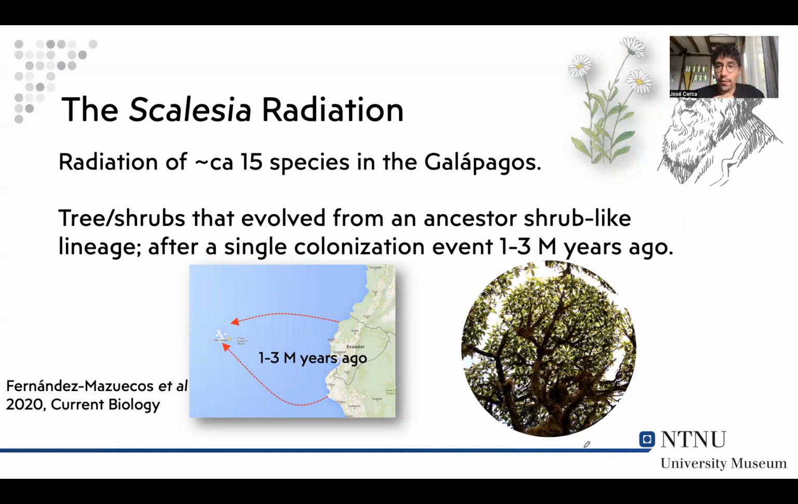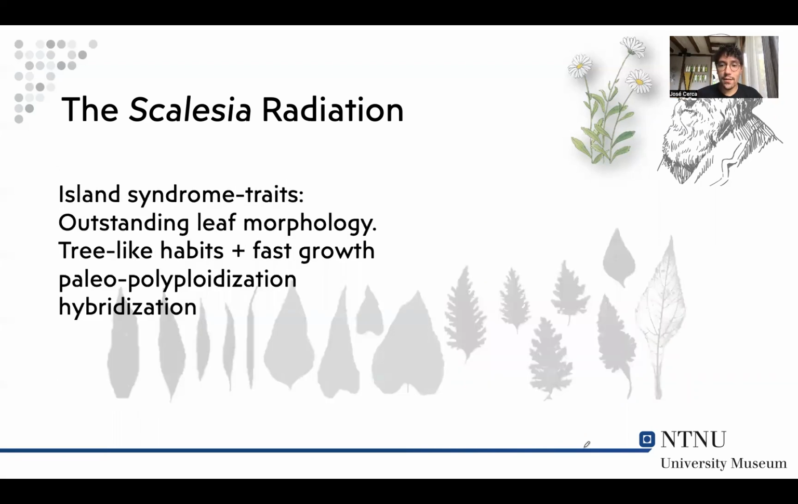What we know from the Scalesia radiation is mostly due to this wonderful paper by Mario Fernandez Mazuecos. We know that the colonization of the Galapagos by an ancestral lineage was about 1 to 3 million years ago. And we know that there are 15 species now in the Galapagos, possibly some more, that just occupy a lot of different ecological niches and have a lot of these characteristics from the island syndrome.